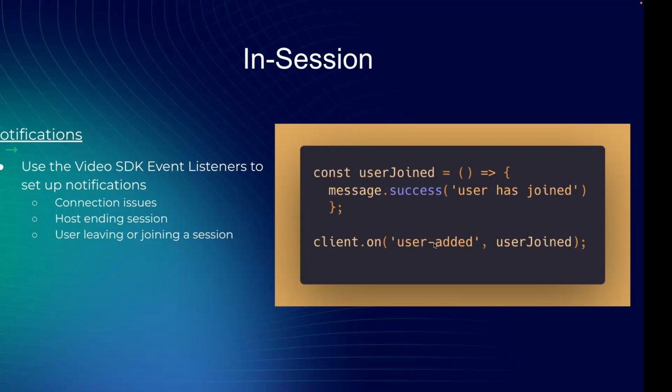So I was able to find this event by looking in the Video SDK event listener library. I found that there was an event for when someone joined. So when this event happens, client.on, it's going to trigger the function user joined. And all that means is when someone joins, I'll get a message that someone is here. You could customize this a bit more if you like. This is a very simple version, but it just shows us how we can combine event listeners with notifications to let people in the session know what is happening.